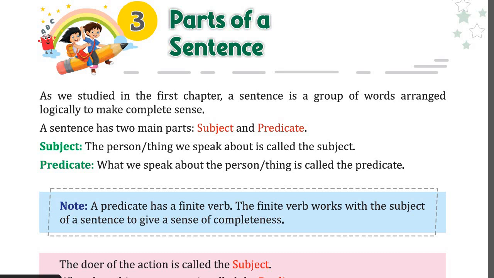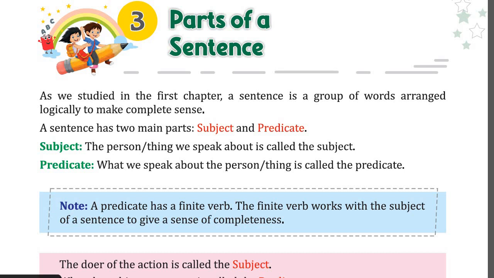Today we are going to do parts of a sentence. As we studied in the first chapter, a sentence is a group of words arranged logically to make complete sense. A sentence has two main parts, that is subject and predicate. The person or thing we speak about is called the subject. What we speak about the person or thing is called the predicate.